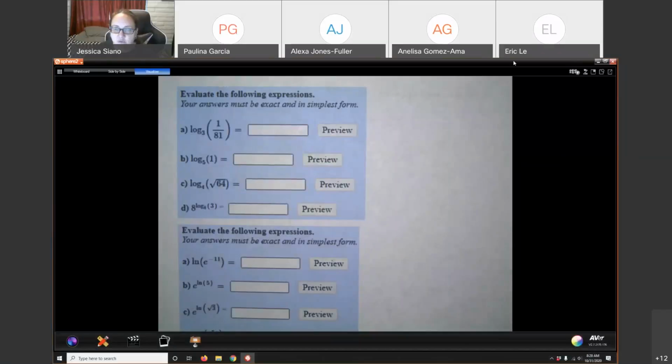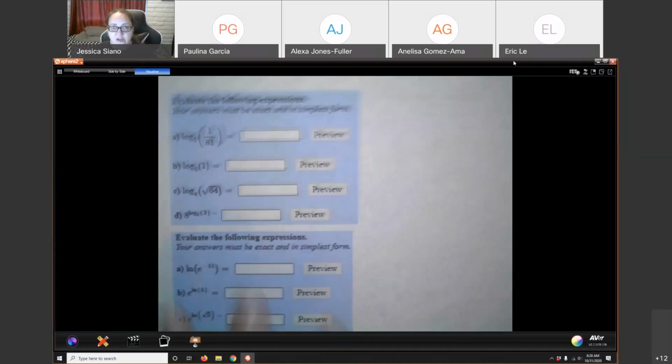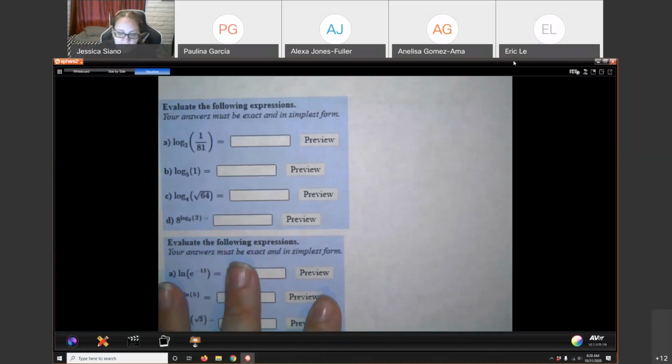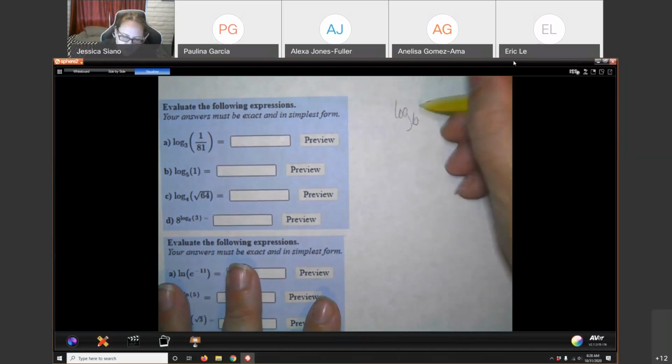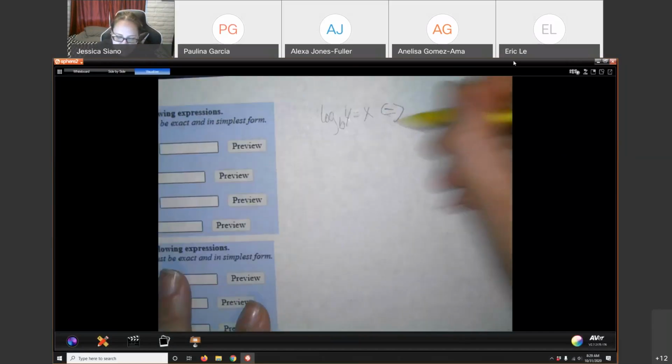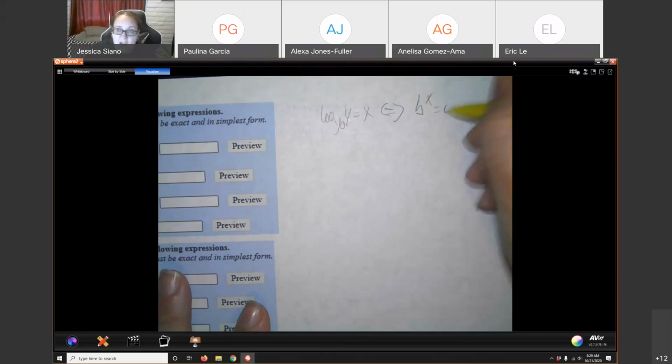So next up for 4.3 and 4.4, we're going to talk about logarithmic functions. When we are dealing with logs, logs are the inverses of exponentials. So every log and every exponential can be written as each other. If we have log with base b of y equals x, that is the same as saying b to the x equals y. These are used interchangeably.